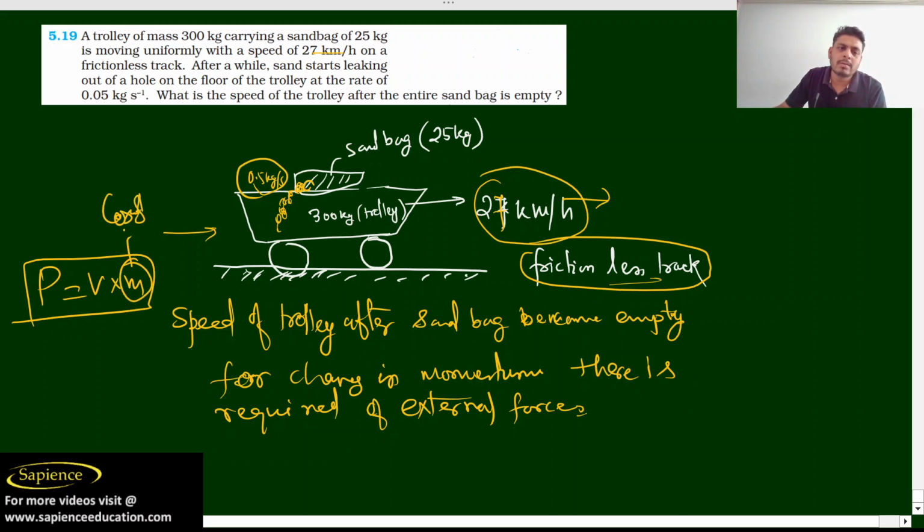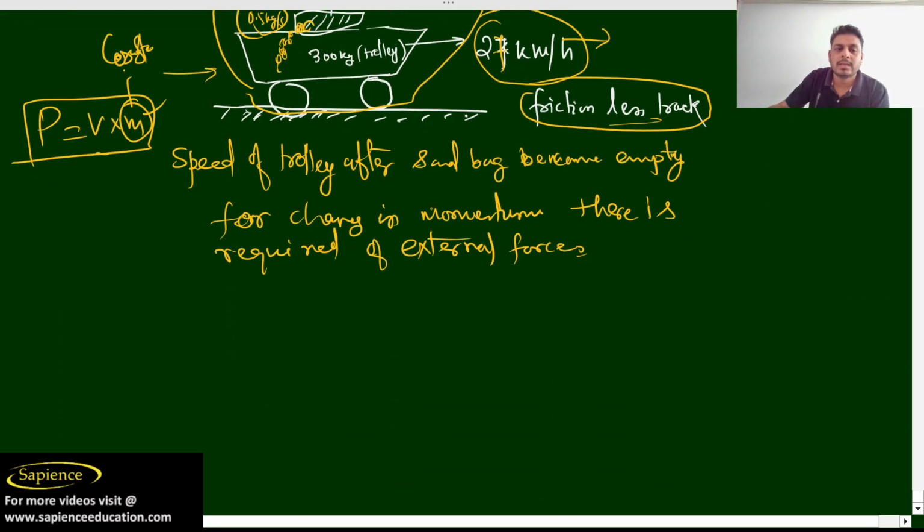Why? Because sand is leaking, but the system has a fixed mass. Why? Because the sand is leaking onto the floor of the trolley itself. So definitely mass is constant and speed is also constant, and no external force is applied. So there is no change in momentum of the system.